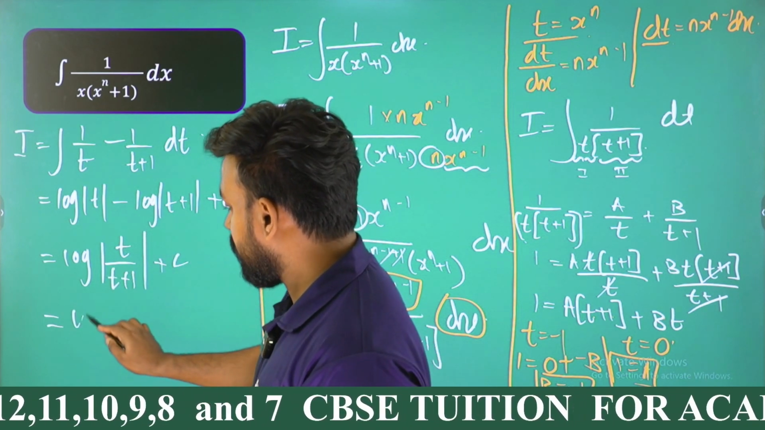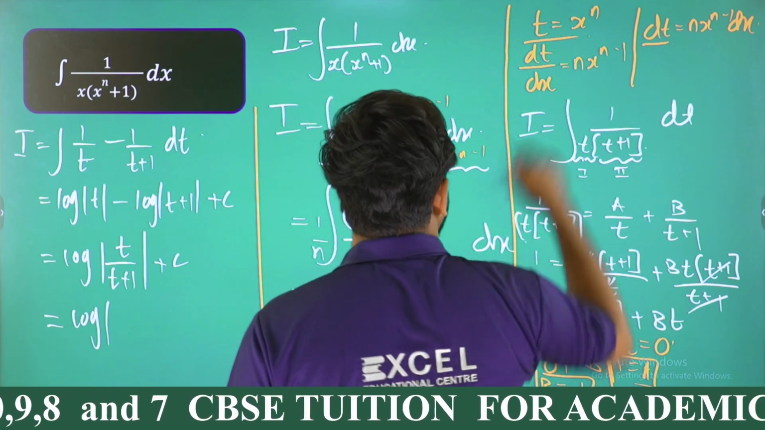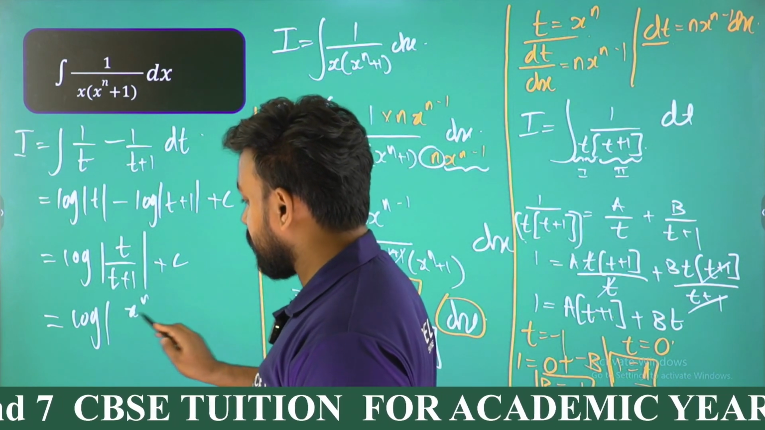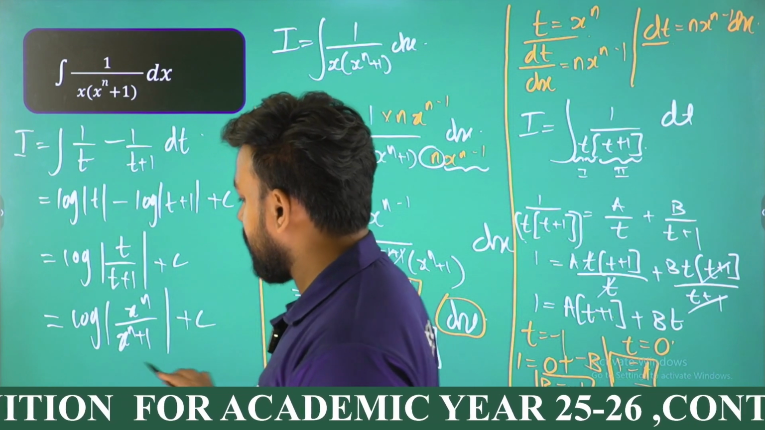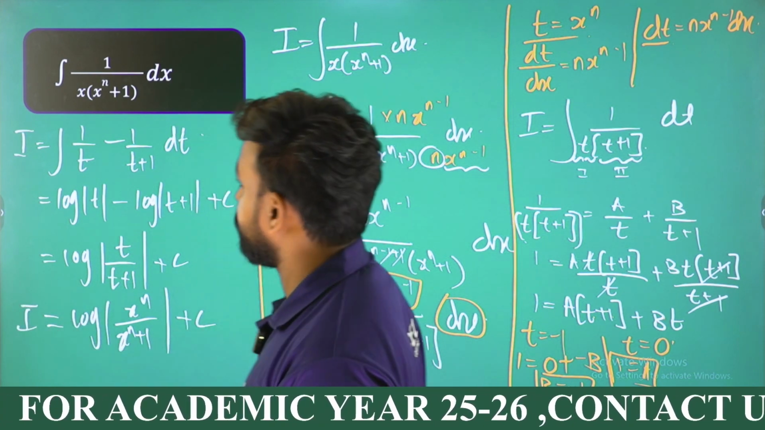And what is t? What is your t? T is x raised to n. Log mod x raised to n by x raised to n plus 1 plus c. That is your final answer.